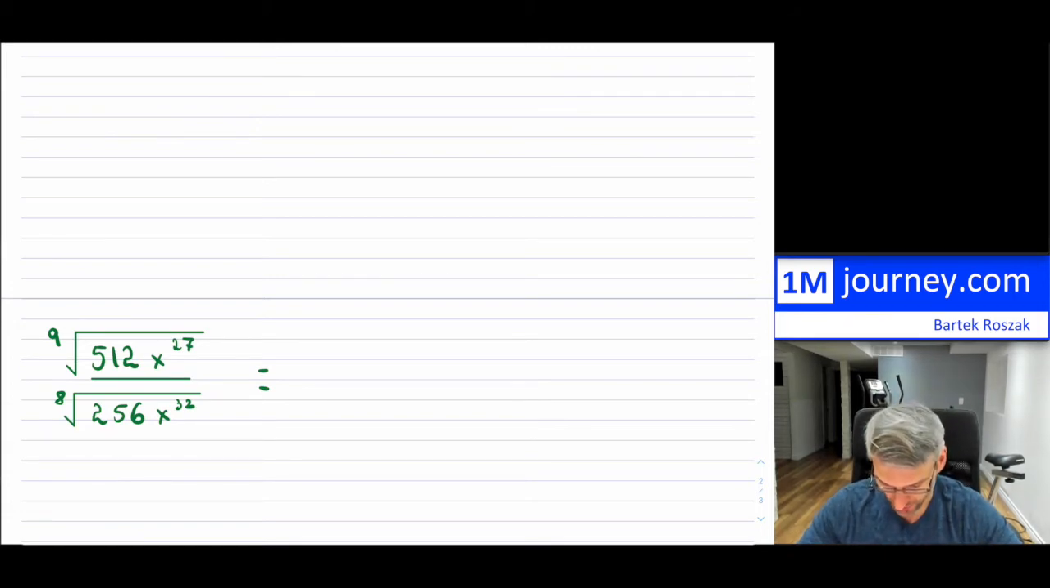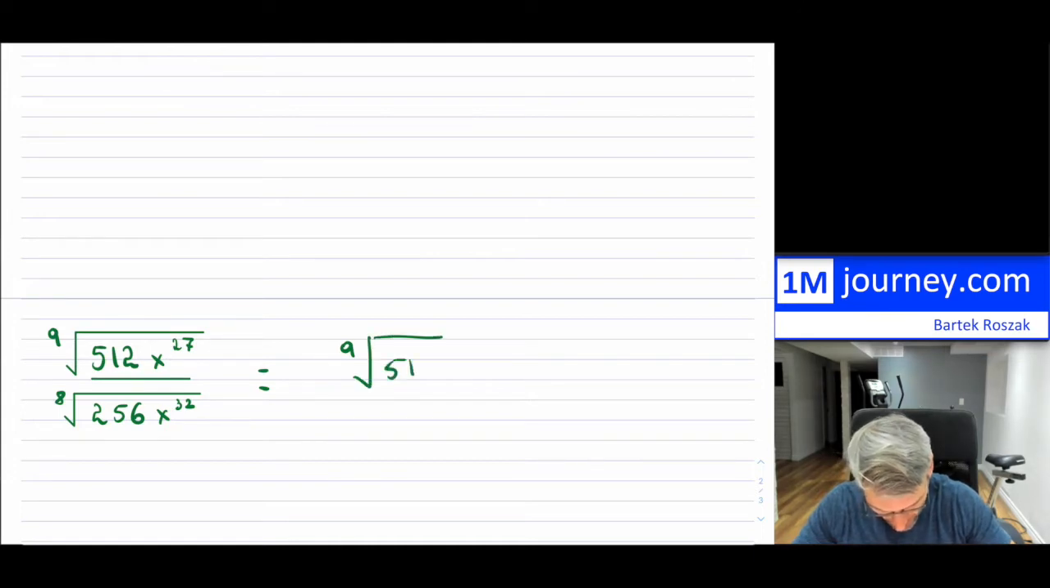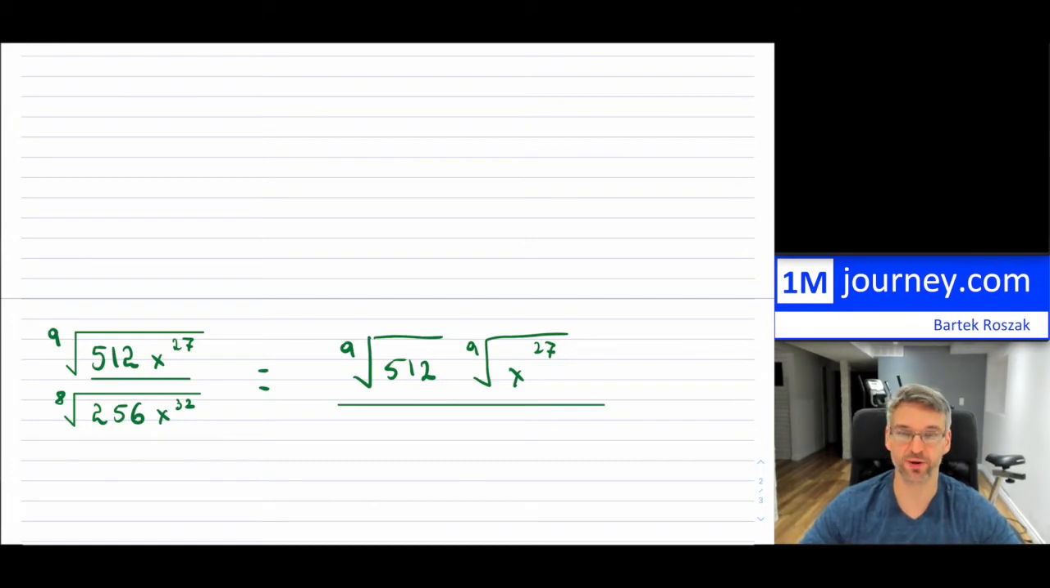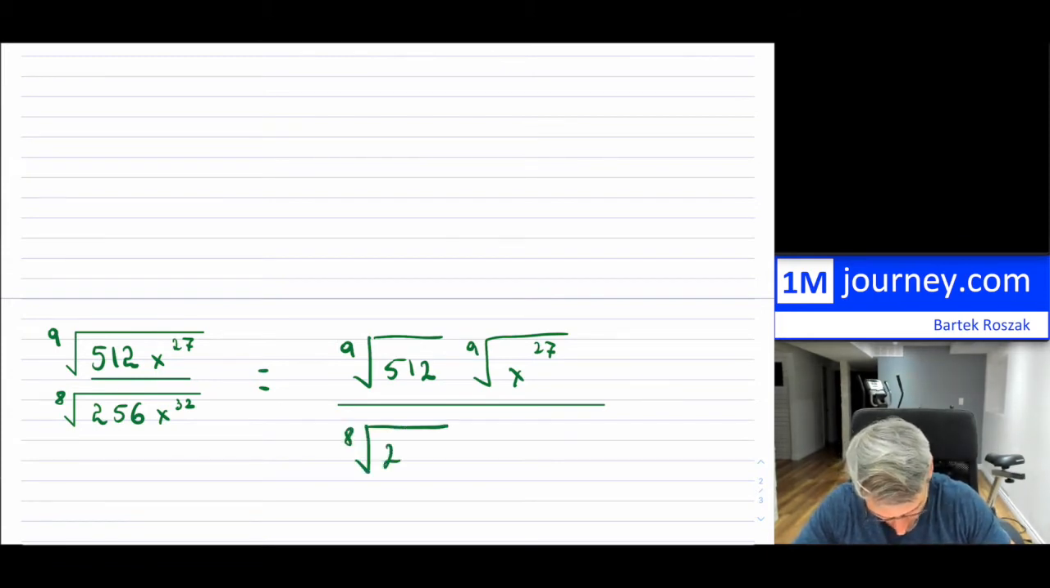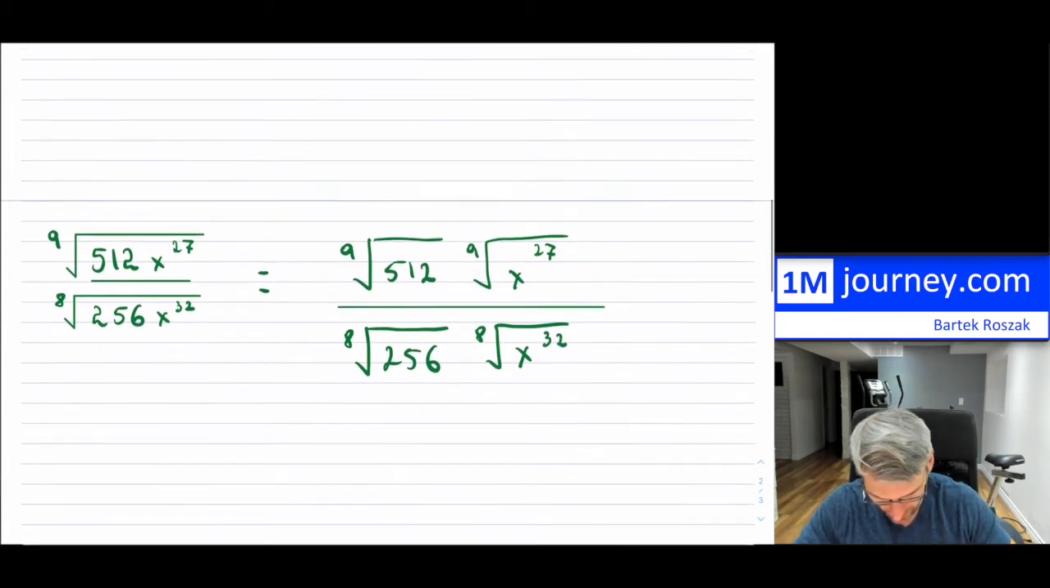Okay, first things first, I'm going to distribute the radical. I'm going to take this 512 and then the 9 and x to the 27, and I'll do that on top. The reason I'm doing that is because I have a number, 512, and I'm going to take the 9th root of that. At the bottom, I'm going to take 256, and then take the 8th root of all of this. This is actually going to simplify pretty nicely.